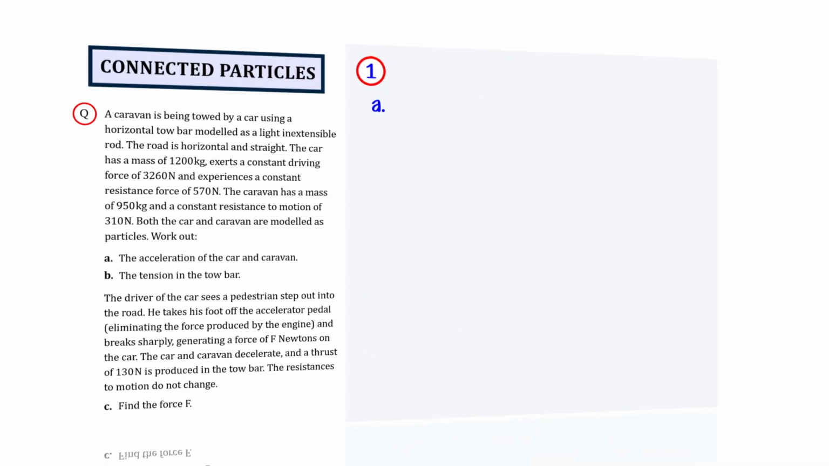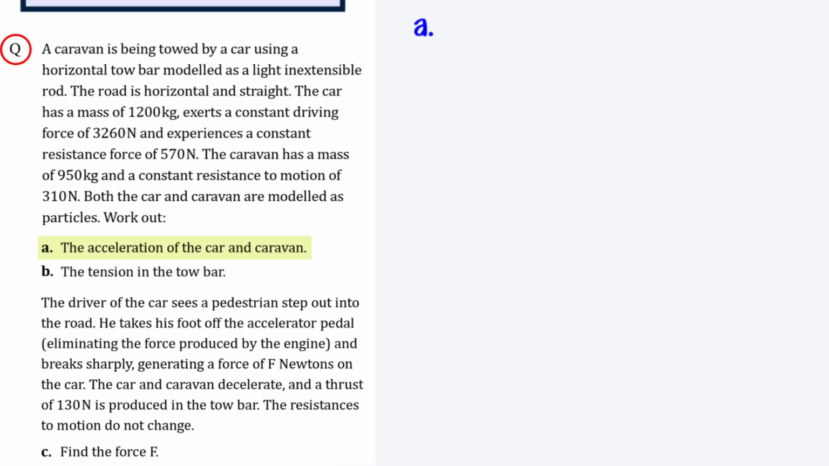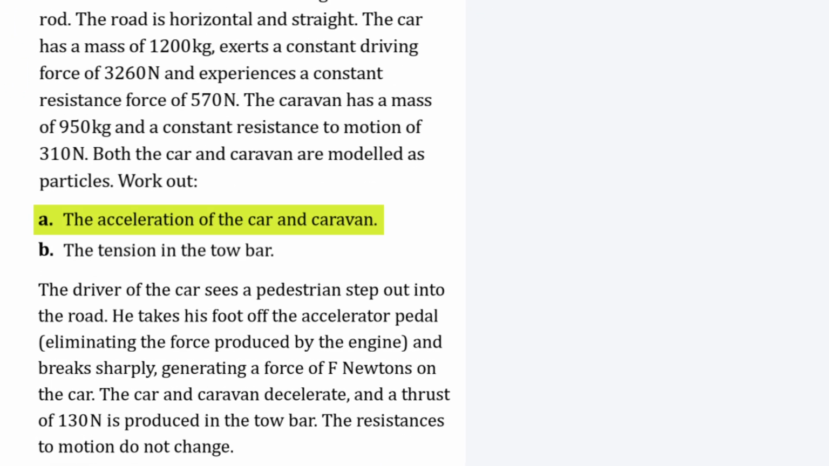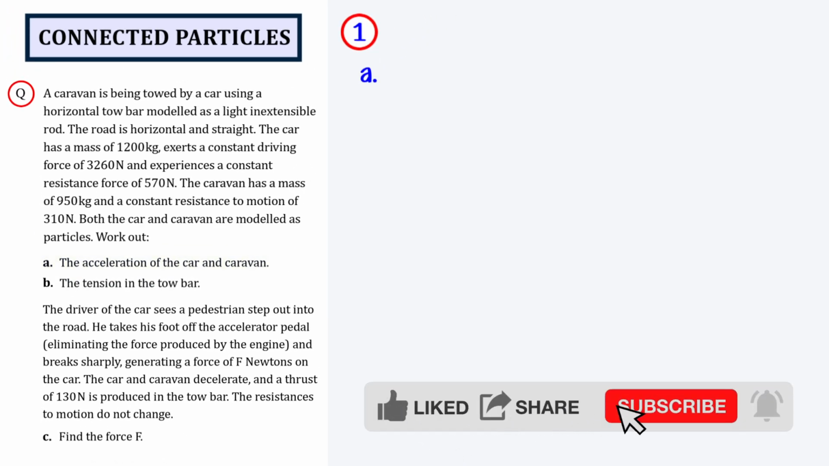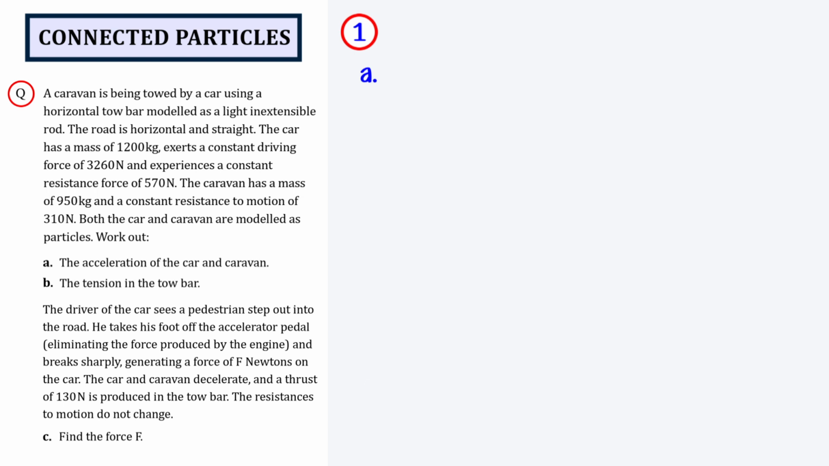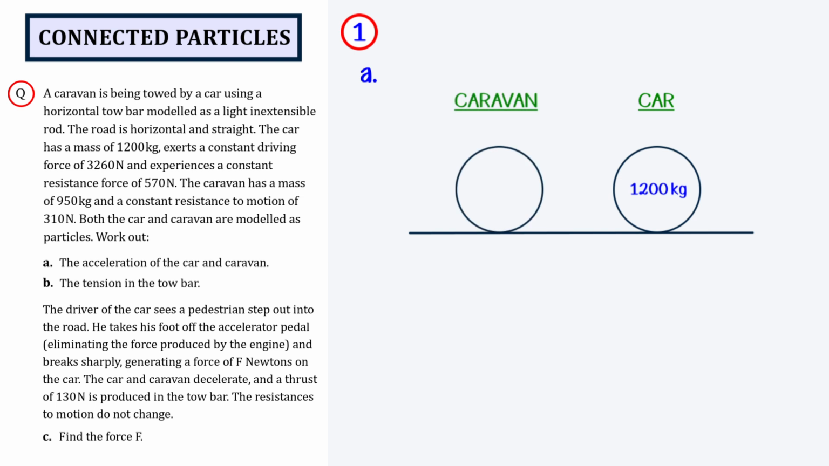Okay, so let's answer question 1, Part A. We need to find the acceleration of the car and the caravan. So let's first draw a force diagram to show all the forces acting on both the car and the caravan. We can represent the car as a circle and label its mass as 1200 kilograms. We can also represent the caravan as a circle and label its mass as 950 kilograms. To connect the two, we can draw a horizontal line to represent the tow bar and then label the tension force as T, acting in both directions. There has to be two tension forces in opposite directions due to Newton's third law.